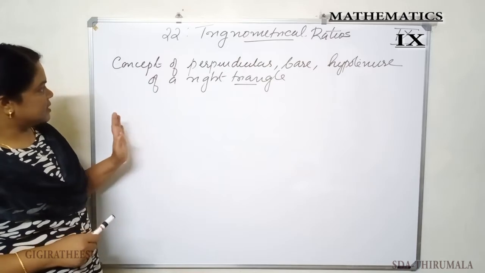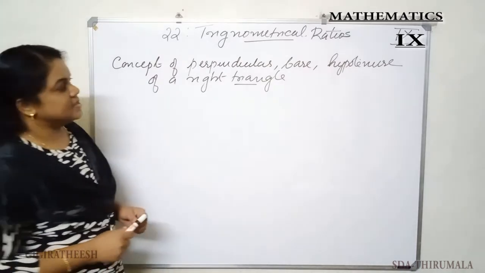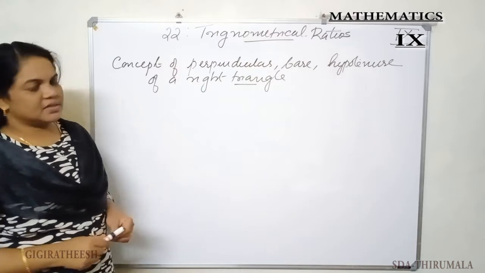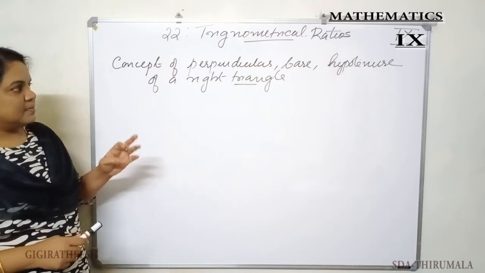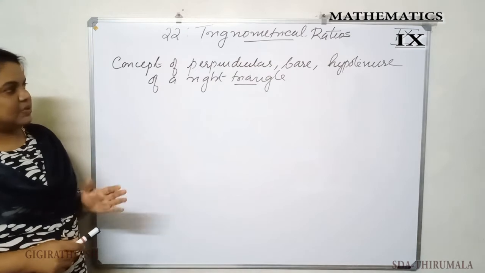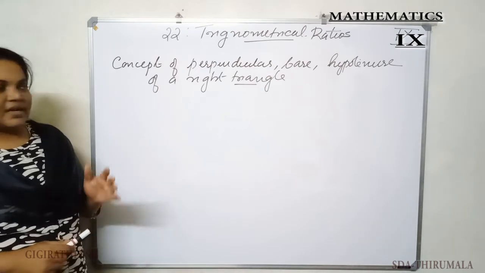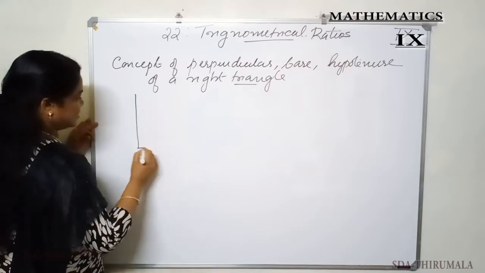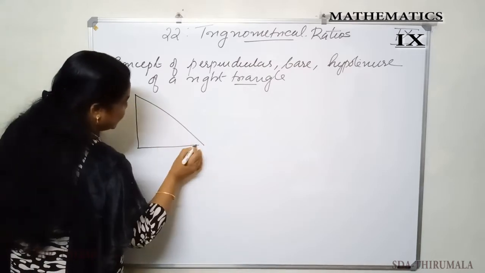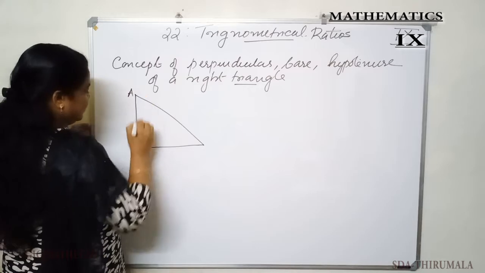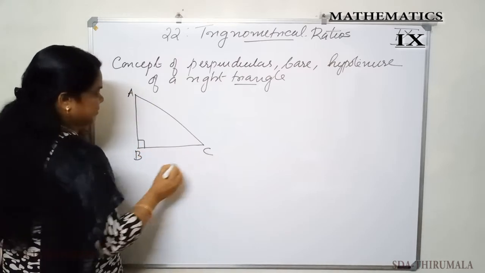The second part is the concept of perpendicular, base and hypotenuse of a right triangle. Which part is the perpendicular, base and hypotenuse of a right triangle? Here it is a right triangle, and this is 90 degrees. This is A, B and C.